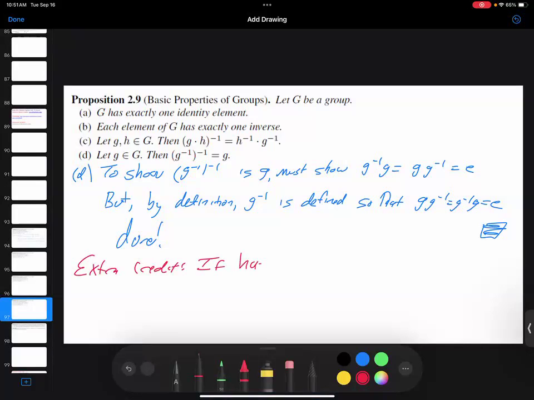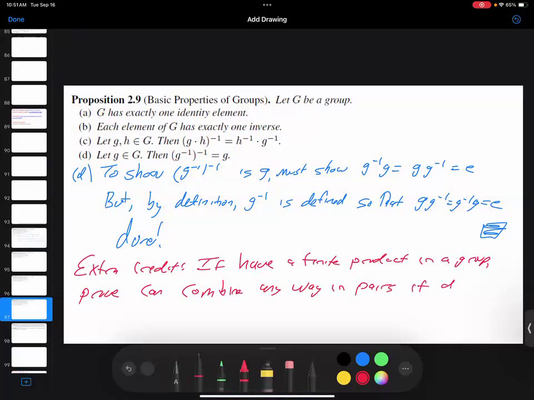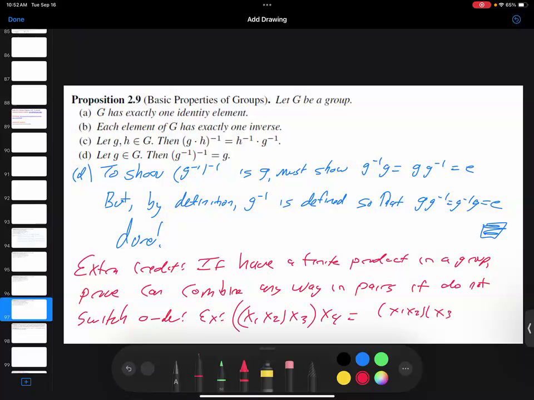So extra credit. If you have a finite product in a group, prove you can combine it any way in pairs if you do not switch the ordering. So for example, x1 x2 times x3 times x4 is the same as x1 times x2 x3 times x4.